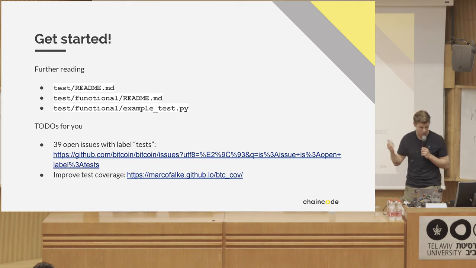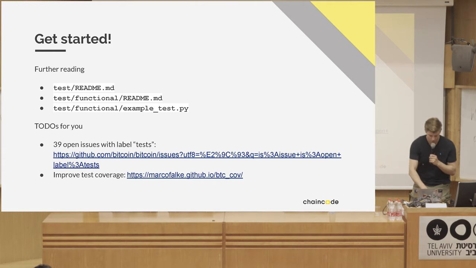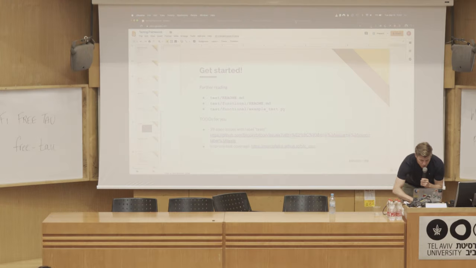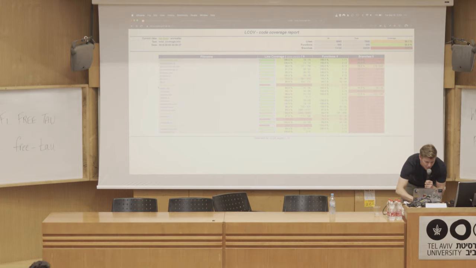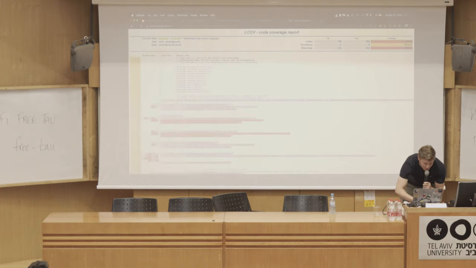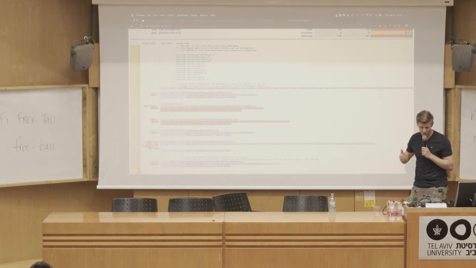Another way, if you don't find issues that you feel like are right for you, that you want to work on, you can also in general help improving the test coverage. So if you go to Marco's website here, you can see very helpful statistics on test coverage on Bitcoin. And there you can go in and look at specific files, look at code paths that are maybe not tested yet. Oftentimes this will be error cases, but still these can be valuable to test, and maybe you can write a test for those.